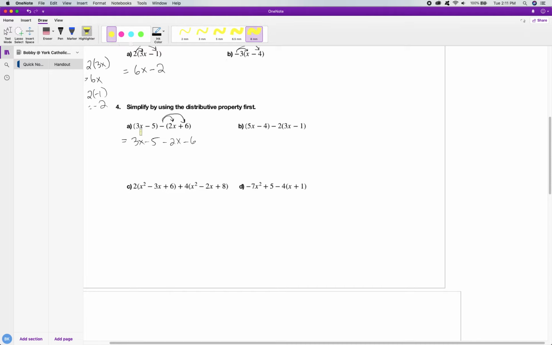Now, I'm back at what we did at the beginning. I'm looking for like terms. So there's 3x, and there's negative 2x. I have negative 5 and negative 6. So I'm going to write those next to each other. I'm going to group the like terms. 3x minus 2x minus 5 minus 6.